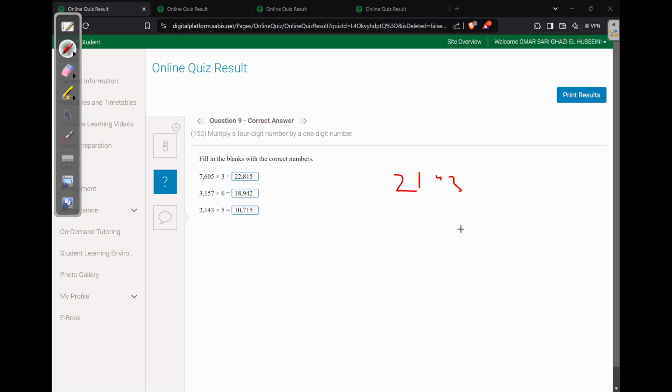2,143 times 5. 5 times 3 equals 15. Okay, 1 up. 5 times 4 equals 20. We add that 1. 2 up. Okay, now 5 times 1 equals 5. We add that 2. Now it's a 7. 5 times 2 equals 10.